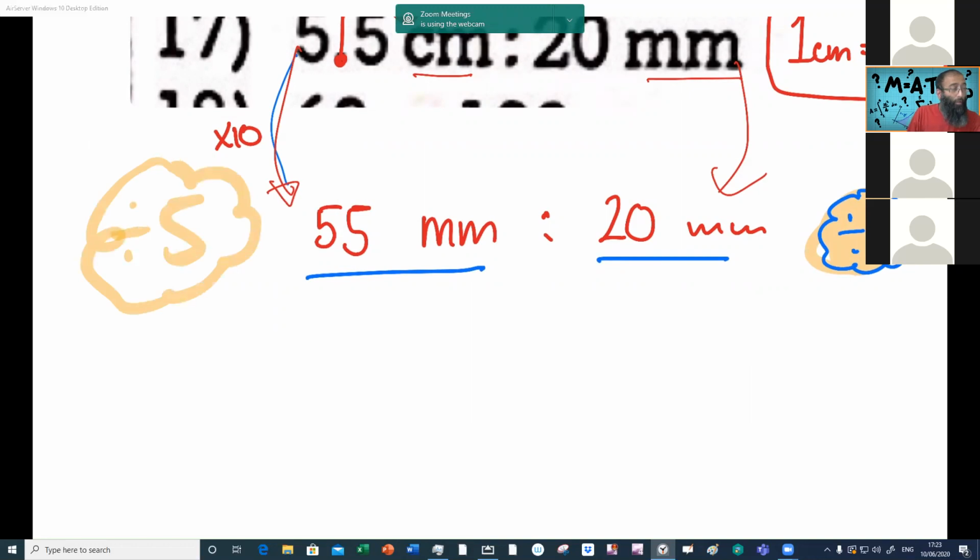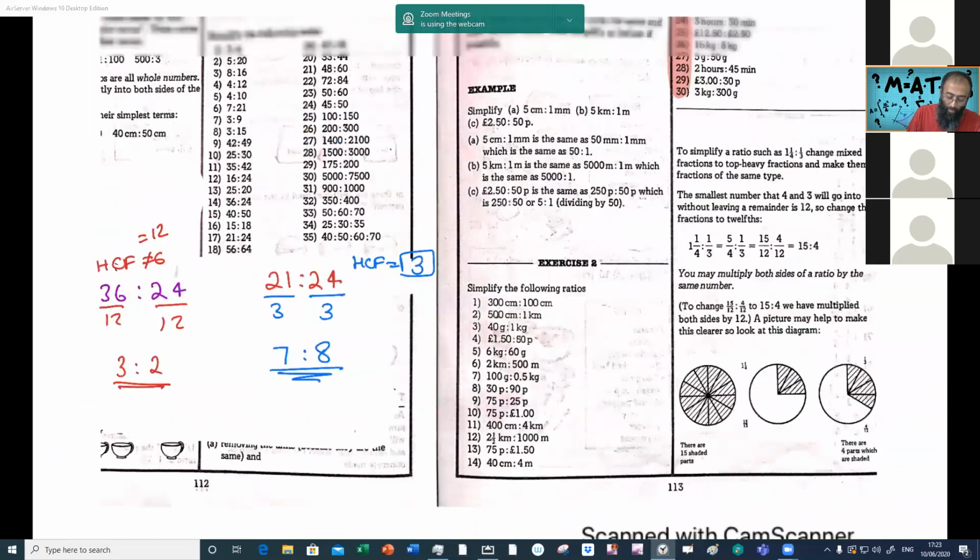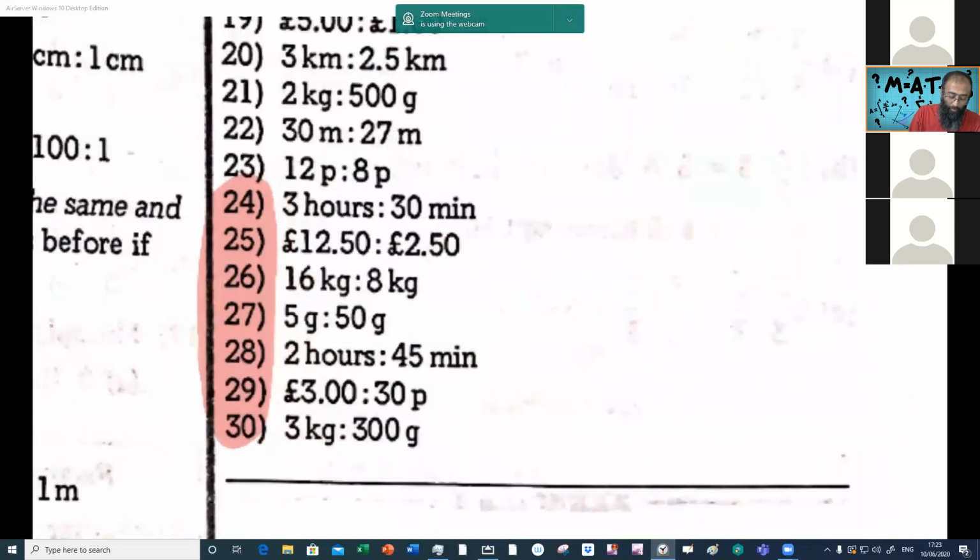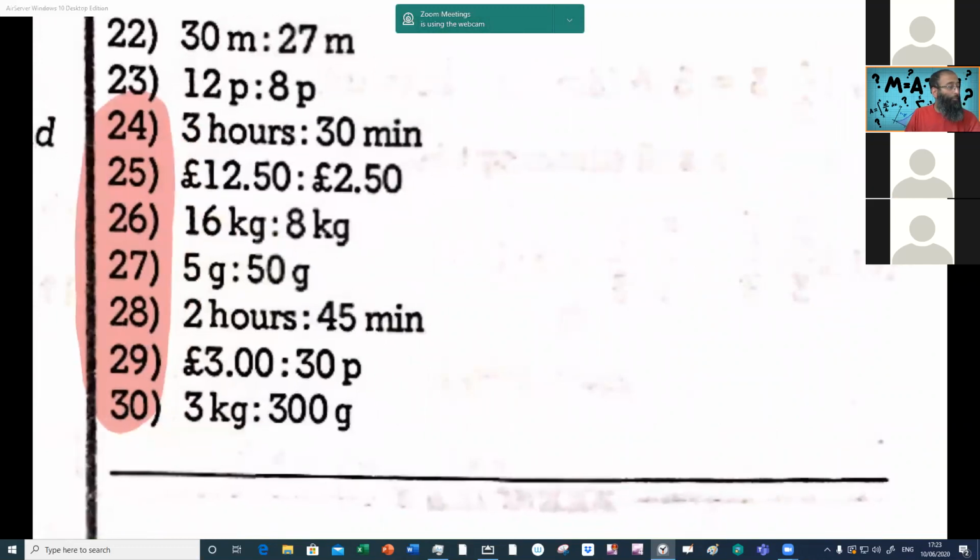I'm coming to you. What are we dividing by? 5. Come on then, divided by 5, and I'll come back to you in a second. Who wants to look at the questions? Okay, don't forget, I want you to quickly copy the questions down and do them.